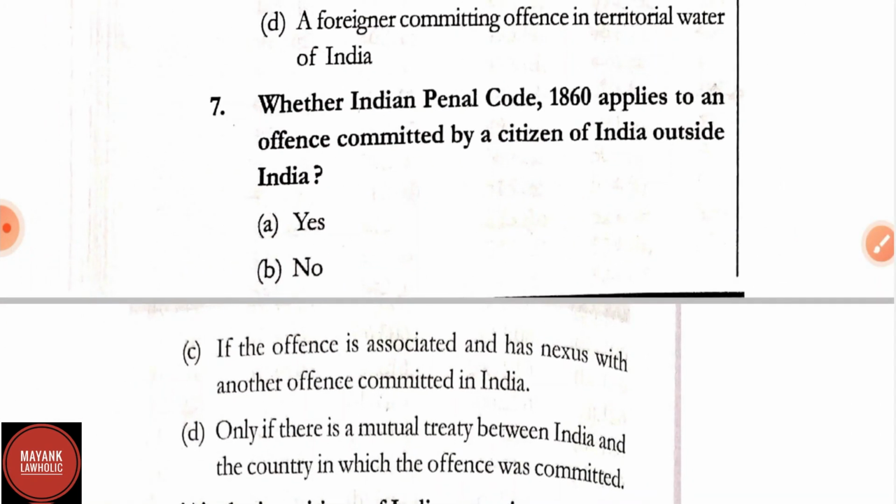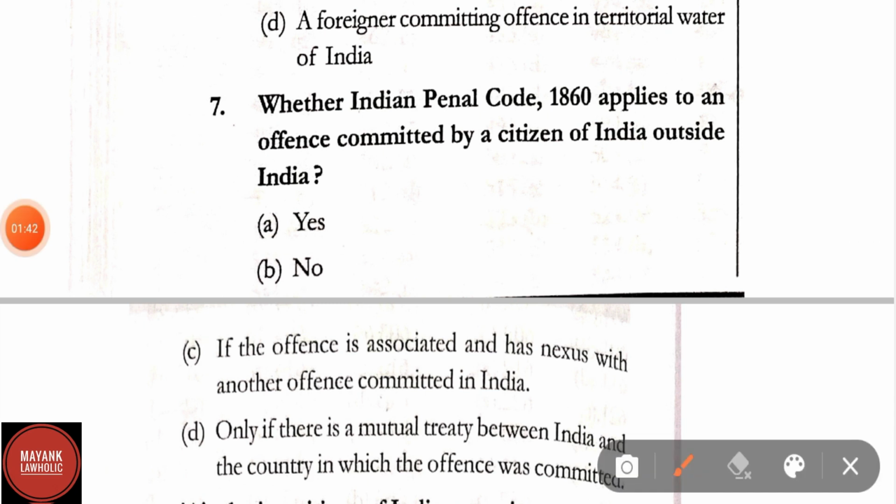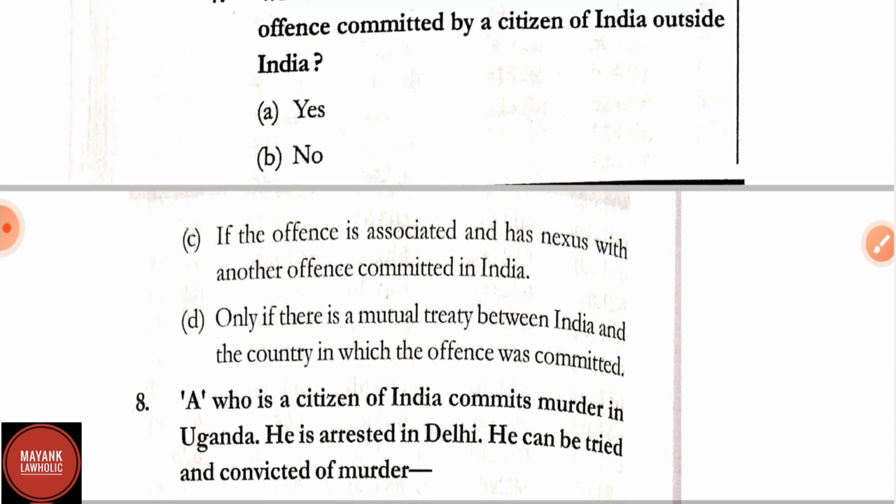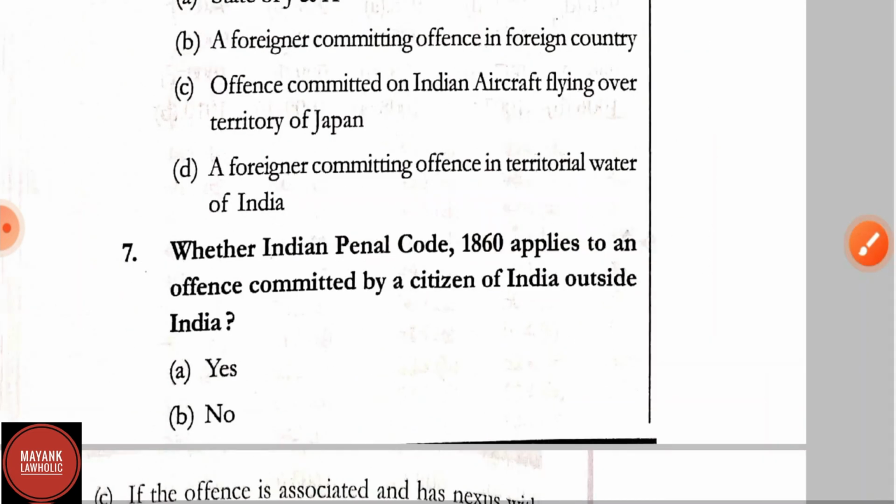Whether Indian Penal Code 1860 applies to an offence committed by a citizen of India outside India? Options are A, yes, B, no, option C, if the offence is associated and has nexus with another offence committed in India, option D, if there is a mutual treaty between India and the country in which the offence was committed. Correct answer is option A, that is yes.